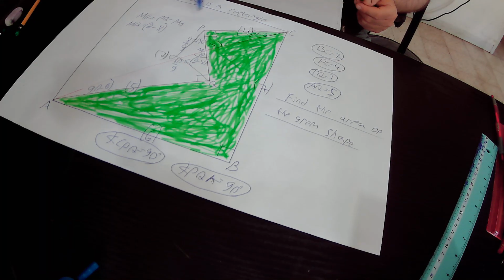But the area of triangle ABC doesn't include the area of this small right triangle PCM. Therefore, we have to add to the area of triangle ABC the area of this right triangle PCM that is not included in the area of triangle ABC.